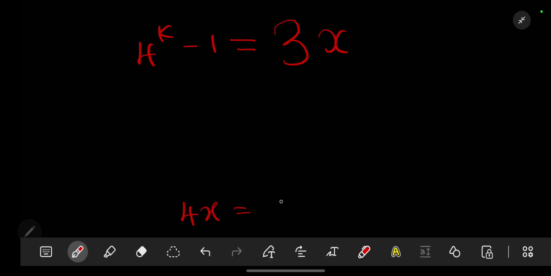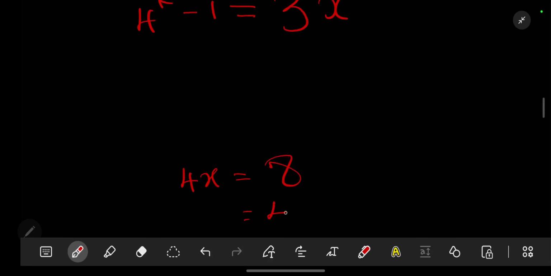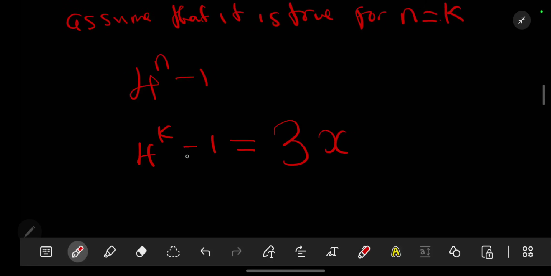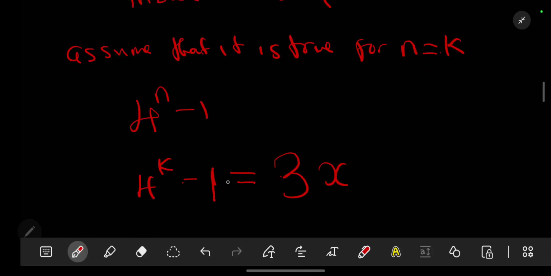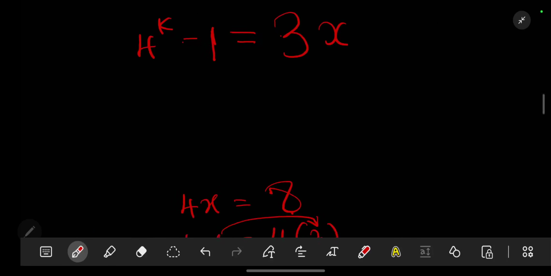So 4x is equal to 8. Why is 4x equal to 8? This is true if you have your 4 like that times your 2. 2 times 4 is equal to 8. That means x represents 2. So as long as we have any number like this, when we put our minus 1, it should be equal to that number that we are saying is divisible by x. It doesn't matter what number this is.